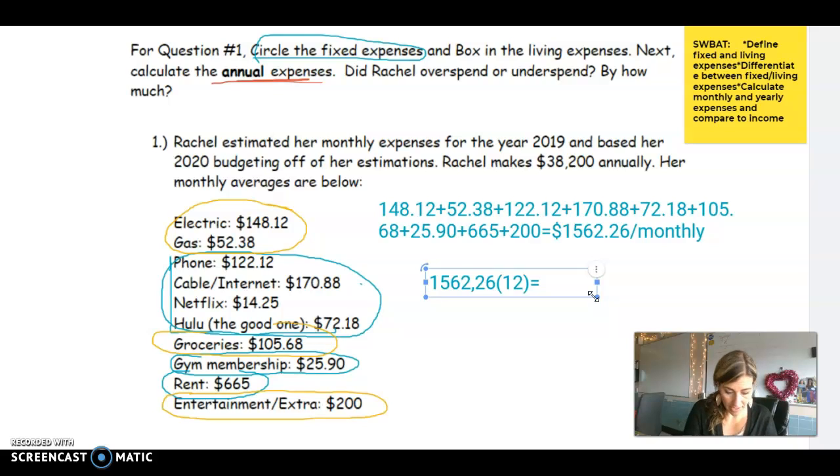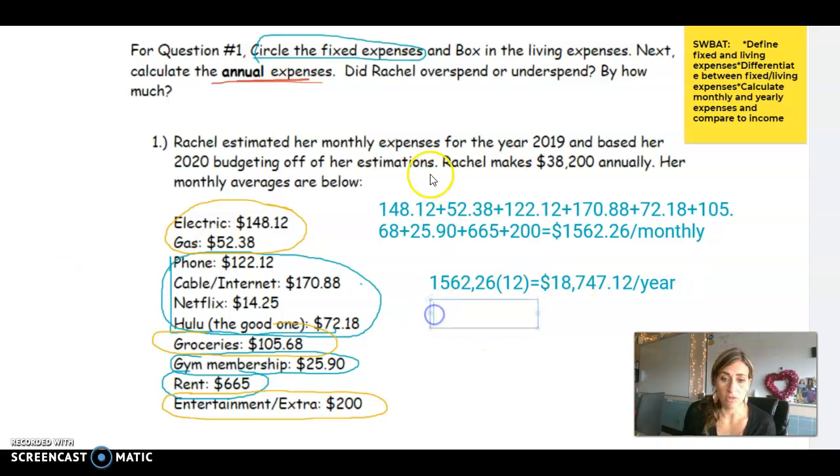So she spends $18,747.12 per year, which actually is really good compared to what she brings in. Comparing the two, she definitely underspends by a significant amount, which means she can scurry that away. She can put it towards other bills, maybe like credit card bills if she has those.